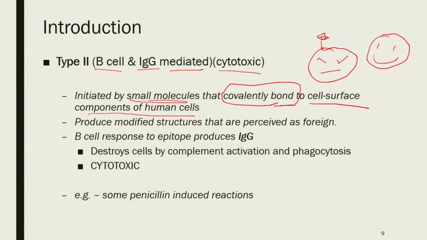The B cells will respond to this type of foreign body, and subsequently it leads to the production of IgG, which will destroy the cell by complement activation and phagocytosis, leading to cell destruction. One of the common examples of a type 2 allergy attack could be penicillin.